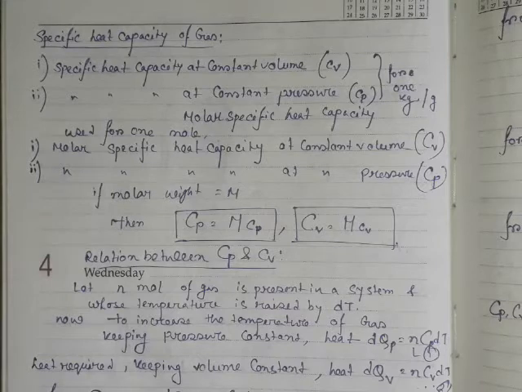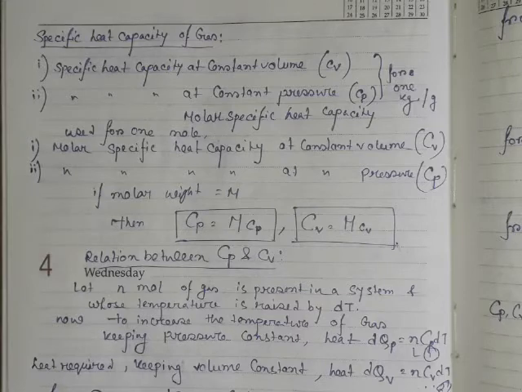That means specific heat capacity at constant volume is defined as the amount of heat required to increase the temperature of 1 kg of gas by unit, that means by 1 degree centigrade. The amount of heat required is called the specific heat capacity at constant volume. Or if you want to change the temperature of unit mass of the gas by 1 degree centigrade at constant pressure, then that will be called the specific heat capacity at constant pressure.